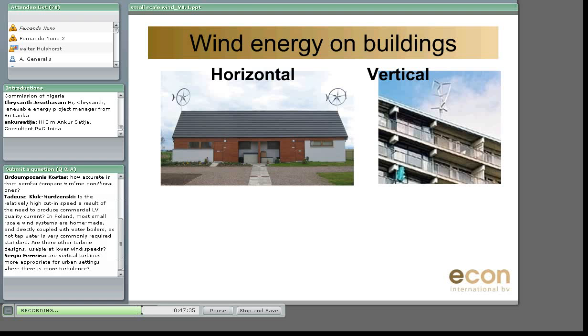So we have another question from Sergio Ferreira. Are vertical turbines more appropriate for urban settings where there is more turbulence? Walter, the floor is yours.